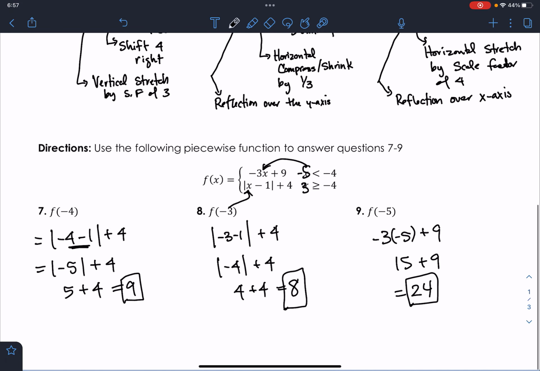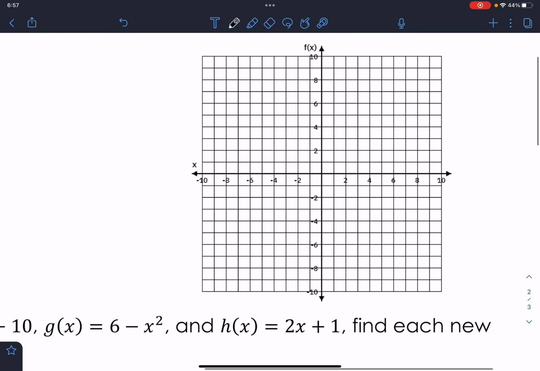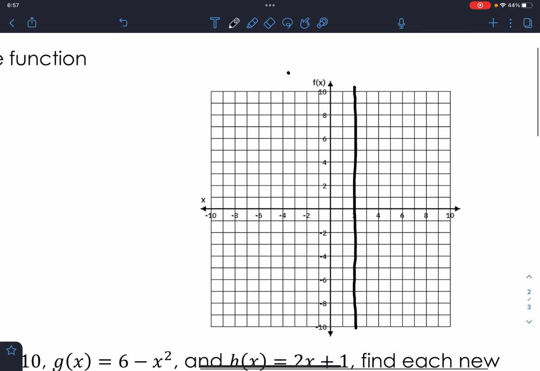So that's the front page. Now let's go to the back page. So for the back page, for number 10, we're going to graph a piecewise function. So here our boundary line is 2. We have this boundary line of 2, and on the left is the constant of 3. So when x is equal to 2, the y value is going to be 3. And for anything to the left, again, we're just going to have 3.